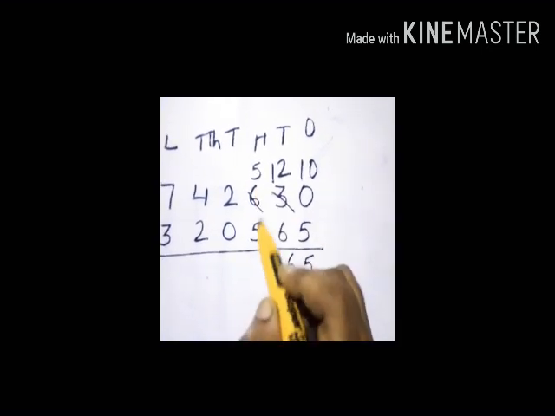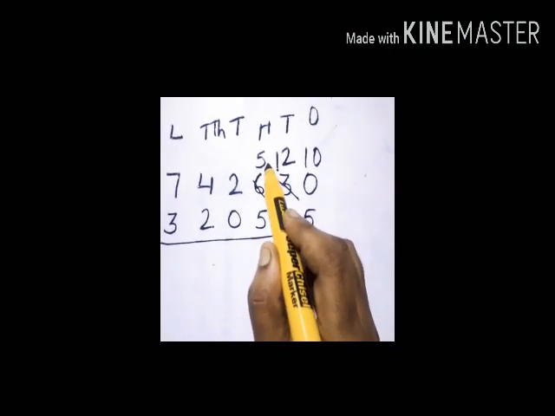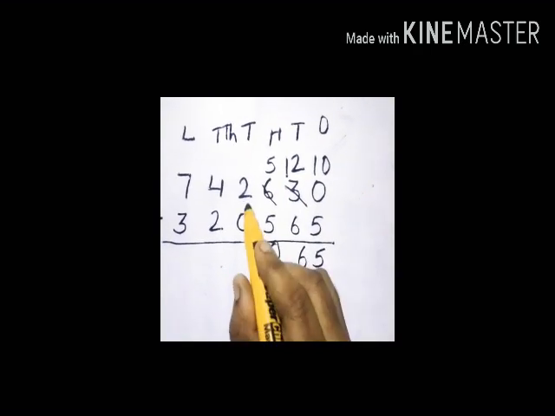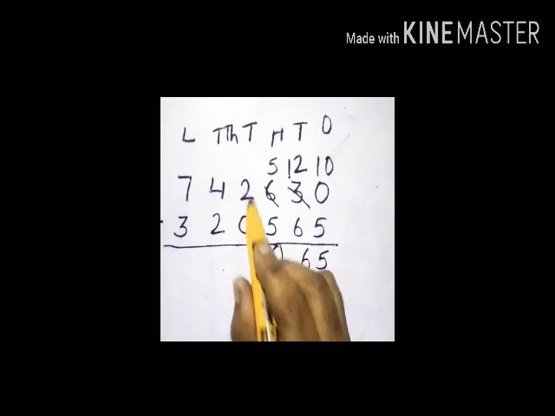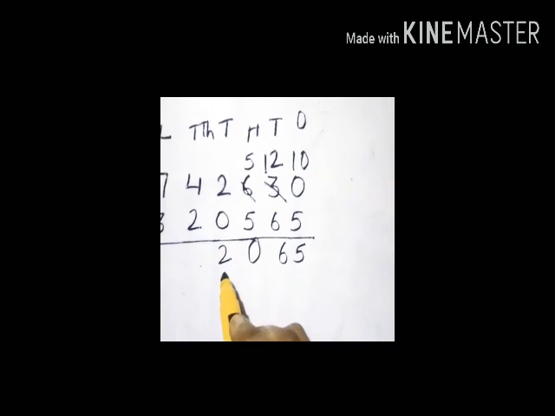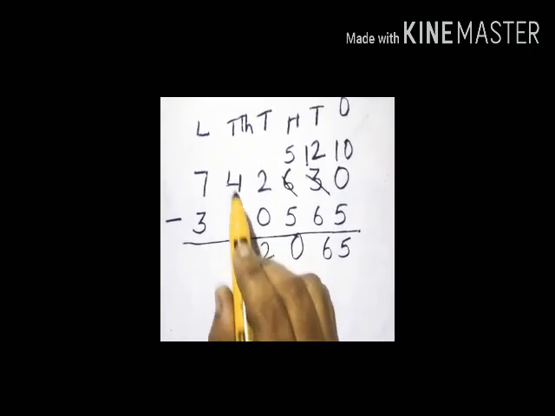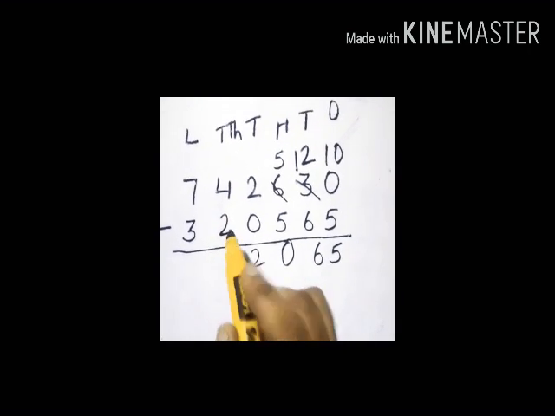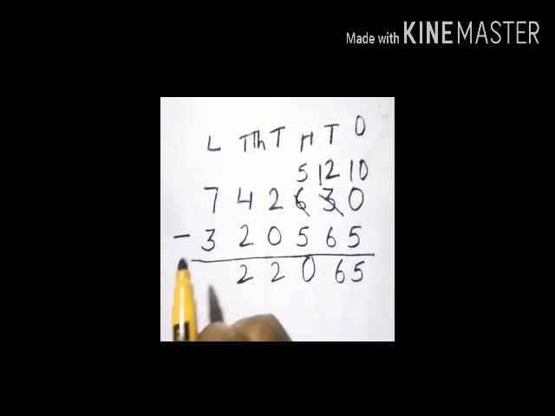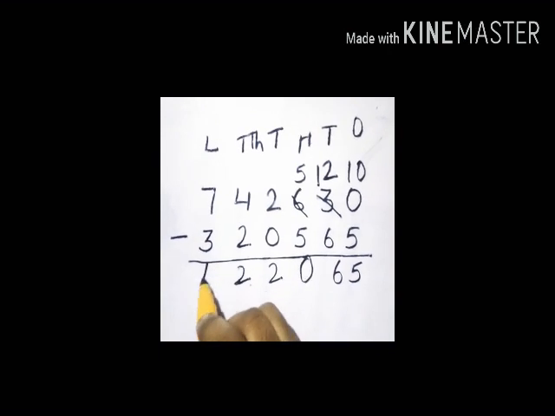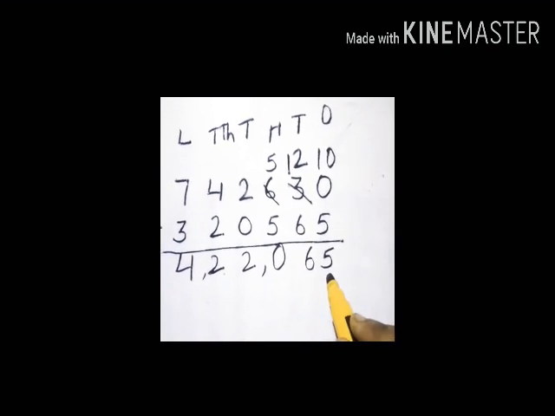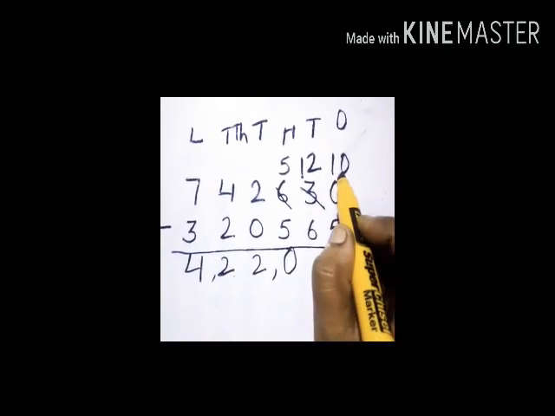Then subtract 5 from 5. It's possible. How much do you get? You get 0. From 2, when you subtract 0, you get the same number, 2 itself. Now here, 4. From 4, when you subtract 2, you get 2. And from 7, when you subtract 3, you get 4. So the answer is 4,22,065. Clear? For this, you have to borrow numbers.